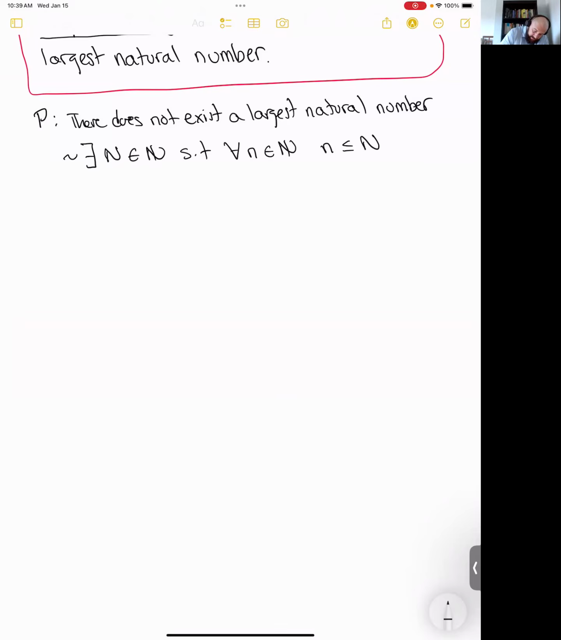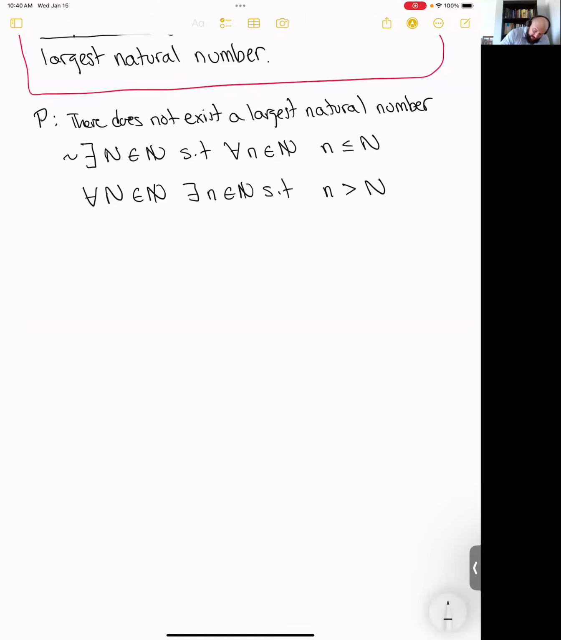If I want, I can now send the not through. So if I send the not through, I would get for all capital N natural numbers, there exists a little n, a natural number, such that n is strictly bigger than capital N. So that's equivalent to saying that there does not exist a largest number. Another way of saying that is for any natural number, you can always find some other natural number which is bigger than it. Okay, good.